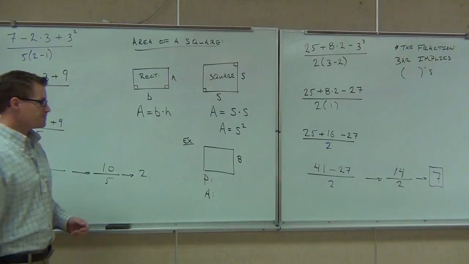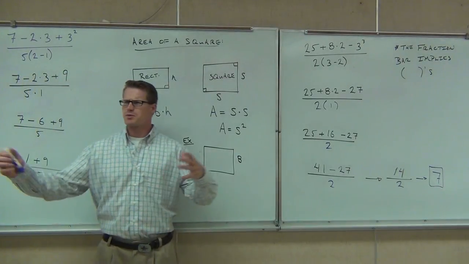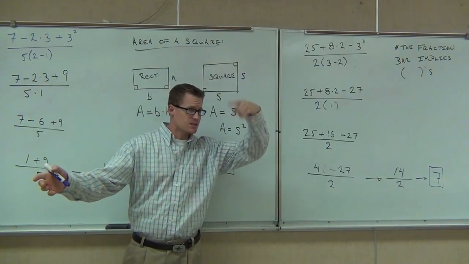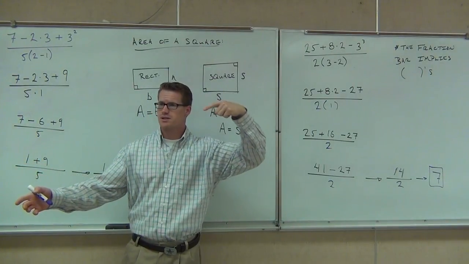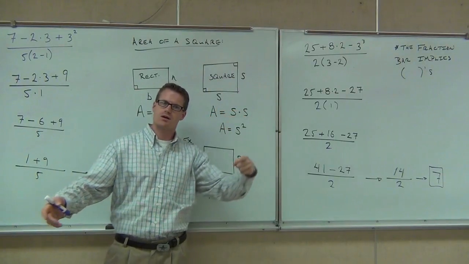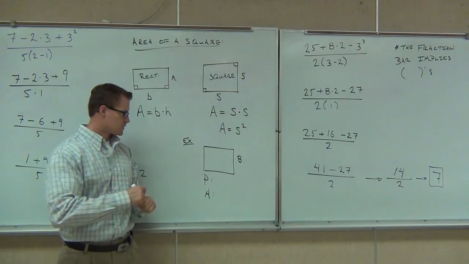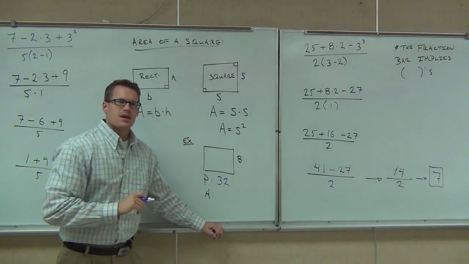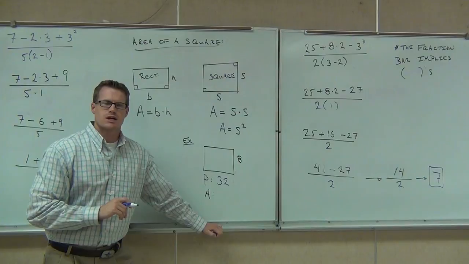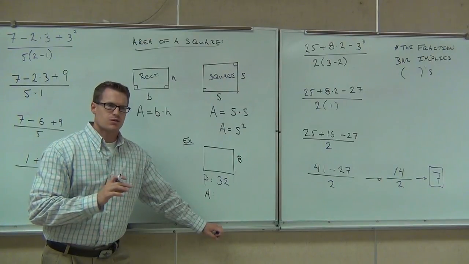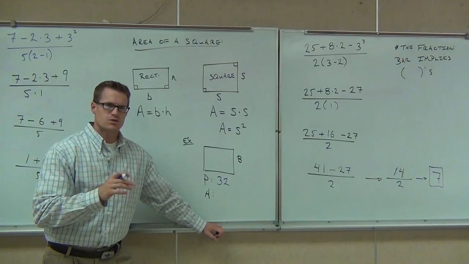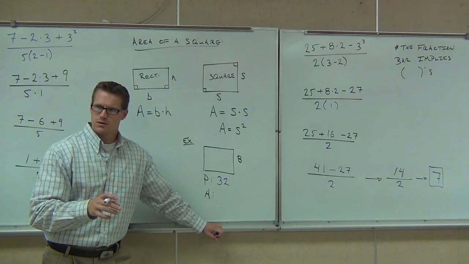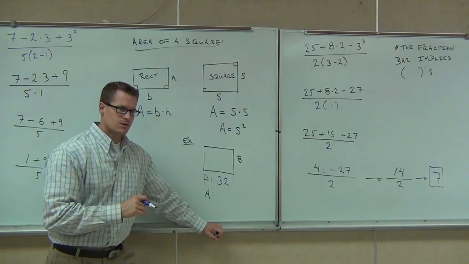Okay, let's get this done. Perimeter. What's perimeter mean to you? Okay, so we're supposed to add it because it's the distance around that figure. So how much is the distance around this figure? 32. 8 times 4. Now, if I'm talking about perimeter, please pay attention up here for a second. Should I say 32 inches or 32 square inches for perimeter? Just inches.